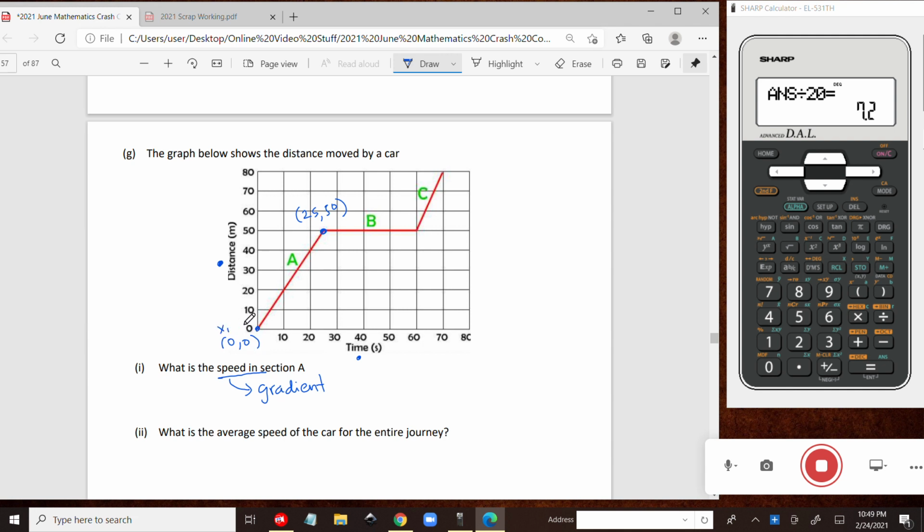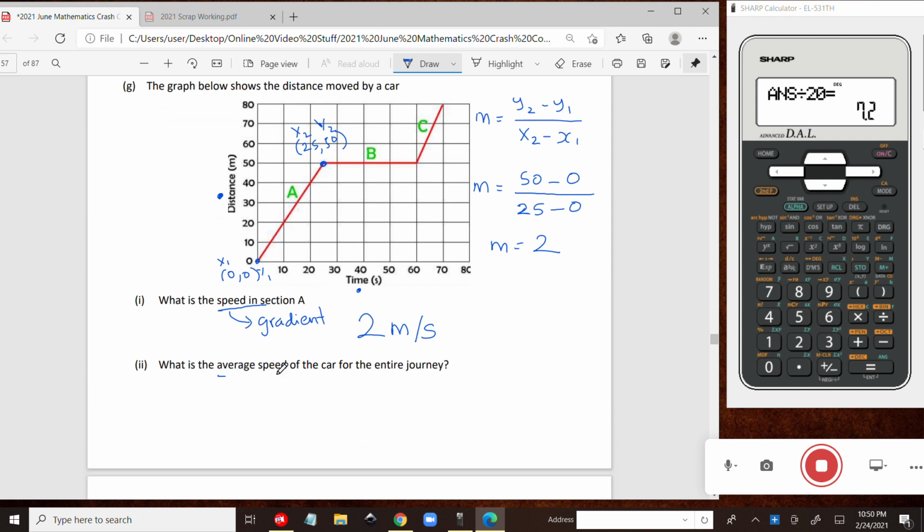You know this is x1, y1, x2 and y2. You just throw it into the gradient formula: y2 minus y1 divided by x2 minus x1. So, y2 is 50 minus y1 is 0, x2 is 25 and x1 is 0. So you end up with 50 divided by 25, which is 2. So that means the speed is 2 meters per second. Speed is measured in meters per second.